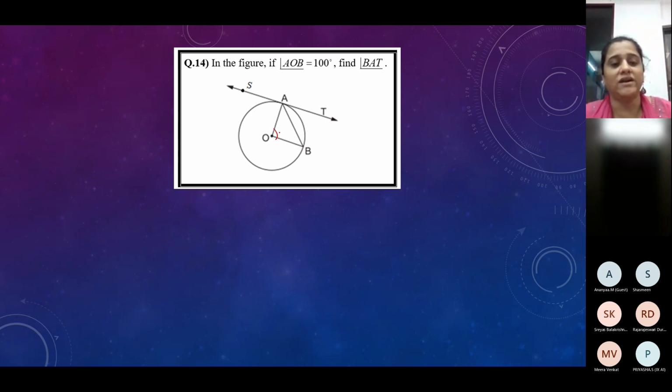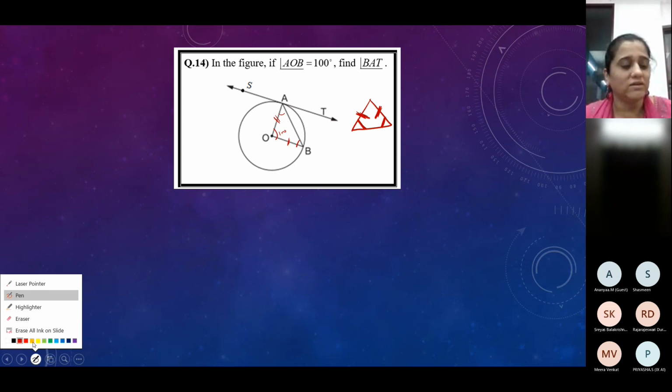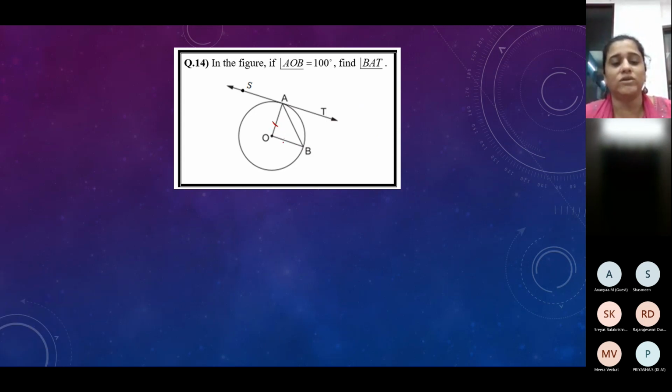See here, if this is 100, these two sides are equal, so these two angles will be equal. Isosceles triangle property: when two sides are equal, the angles opposite to them are also equal. Opposite to this side is this angle, opposite to this side is this angle. If these two sides are equal, these two angles are equal. So here in this triangle, these two sides are equal, so these two angles are equal.